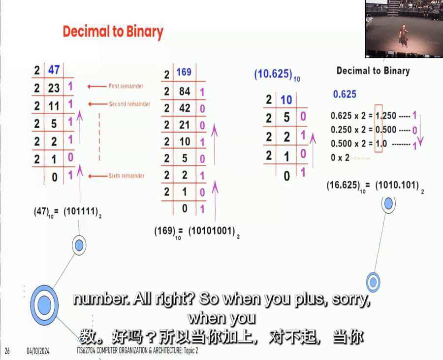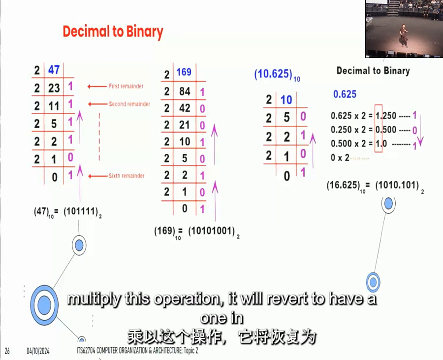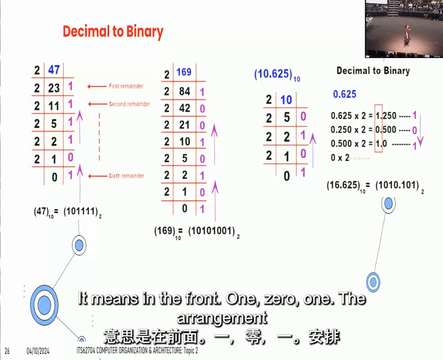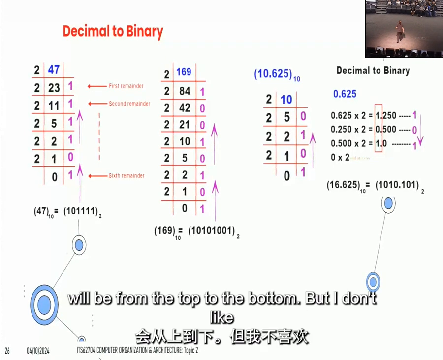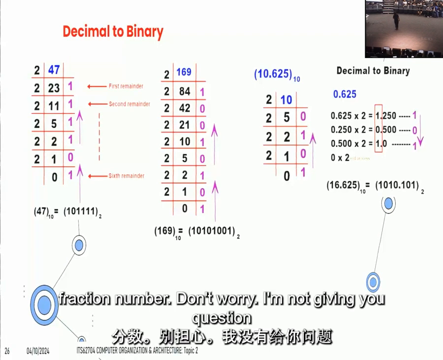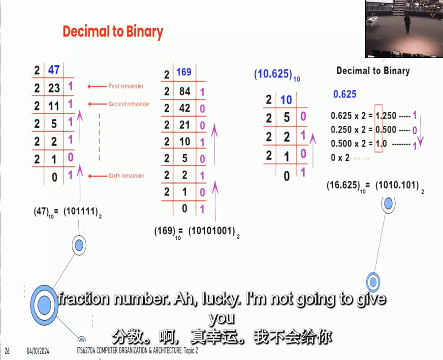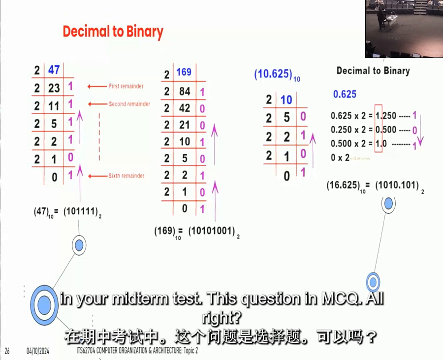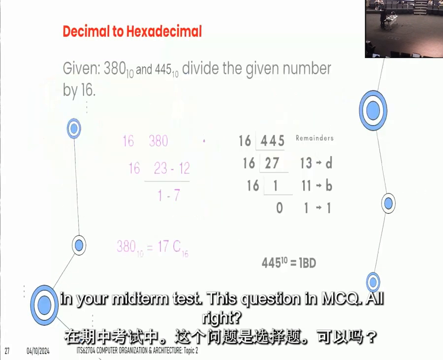All right. So when you multiply this operation, it will revert to have a 1 in the front. You're taking the value, the first decimal point. It means in the front, 1, 0, 1. The arrangement will be from the top to the bottom. But I don't like fraction number. Don't worry, I'm not giving you fraction number. Lucky. I'm not going to give you fraction number in your midterm test. This one will be in your midterm test. This question is MCQ. All right.